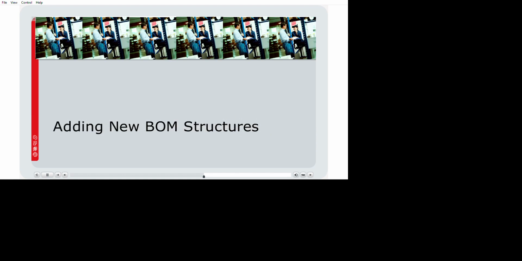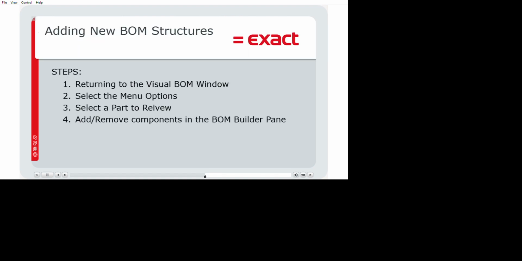Now let's add a new BOM structure using the BOM Builder pane. Here's what we'll do. From the Visual BOM window in the BOM Builder pane, we will select a few menu options, and then a part. And we will add and remove components from its structure using the BOM Builder pane.